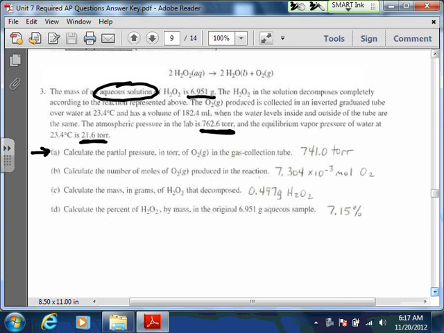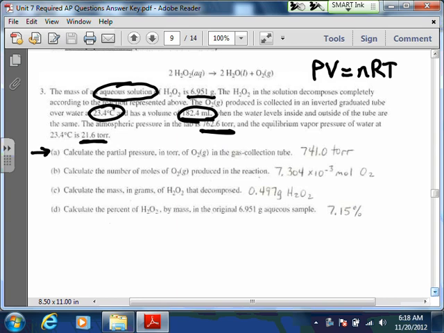You just need to use PV equals nRT. So once you have the pressure of the O2 here, then you should have everything else that you need. You have the volume right here, 182.4 milliliters. You're solving for n, you know the R, and the T is 23.4 degrees Celsius, which you're going to have to convert to Kelvin. Okay, but that'll give you the number of moles of the O2.